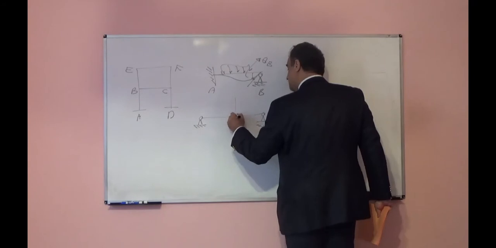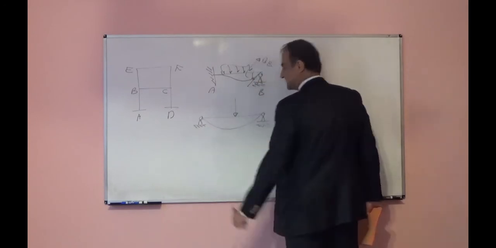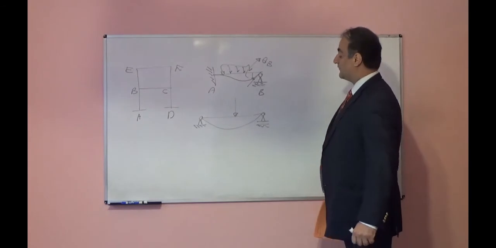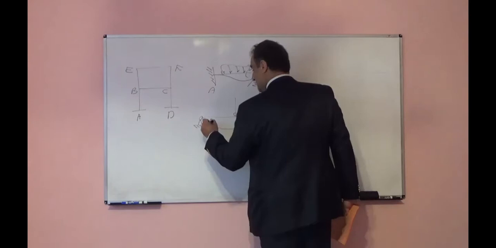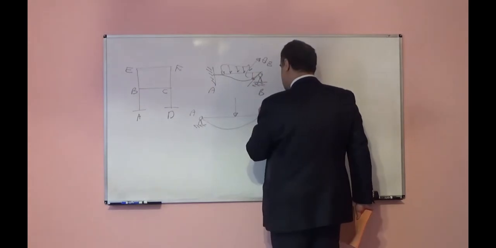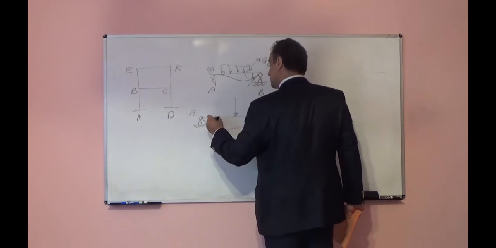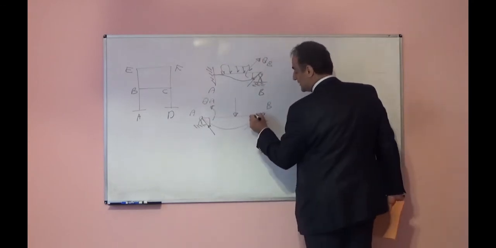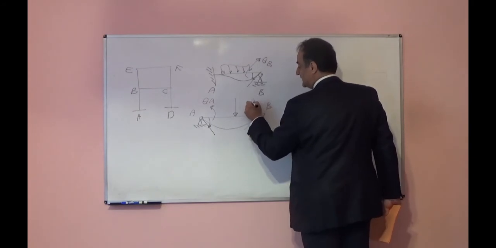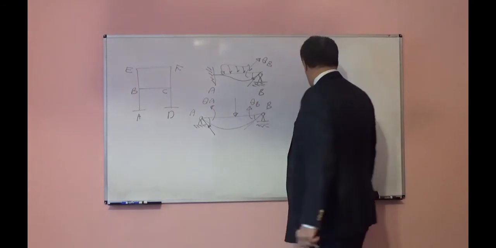If I look at a simply supported beam subjected to, for example, a point load, how will it deform? It will deform something like this. How many independent deformations do I have here? Two independent deformations. One of them is the rotation at point A, we call it theta A. Another is the rotation at point B, theta B.